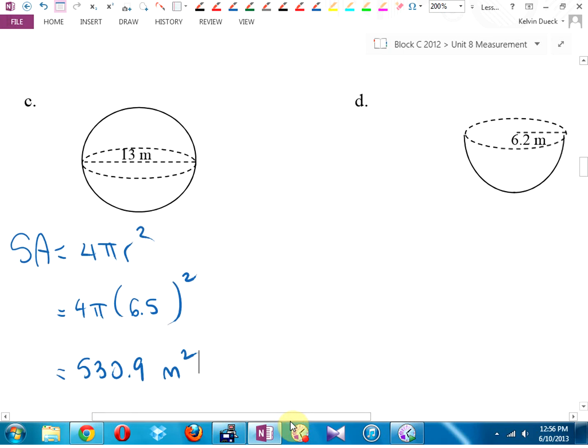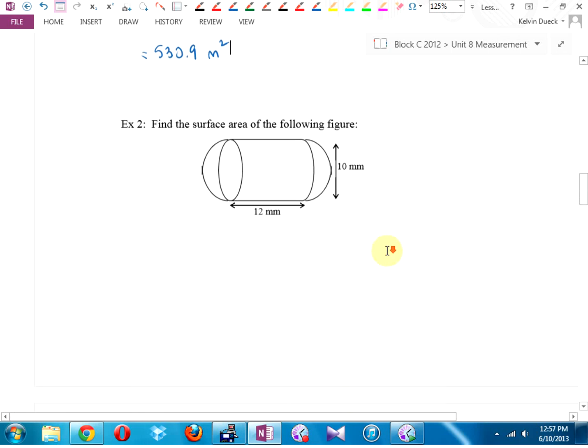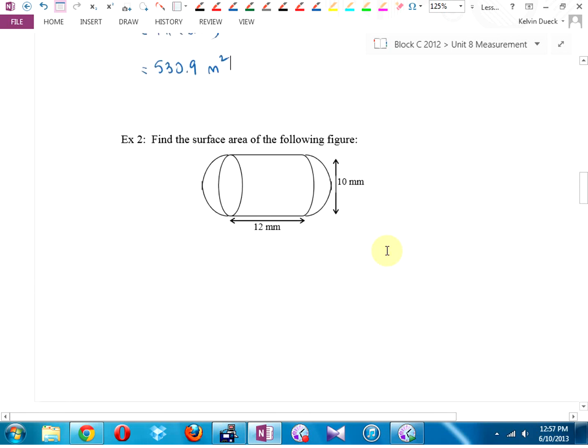What shape is D? That's going to be sphere divided by 2 plus 1 circle. I want to get to some weird funky shapes, so I really want to skip D and jump down to example 2 here. A composite shape. It says, find the surface area of the following figure.